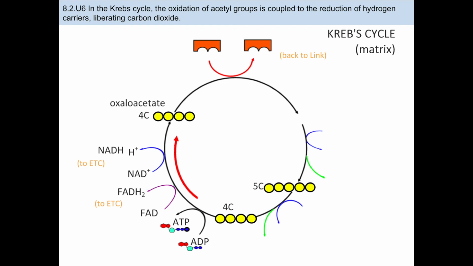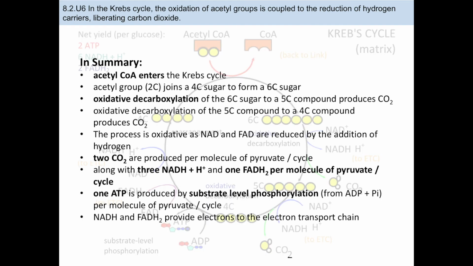So for one glucose molecule, how many pyruvates do you have? 2. So this needs to happen how many times? Twice. 1 cycle per pyruvate molecule. Summary: acetyl coenzyme A, Krebs cycle. Maybe copy this later. Let's just understand this now.